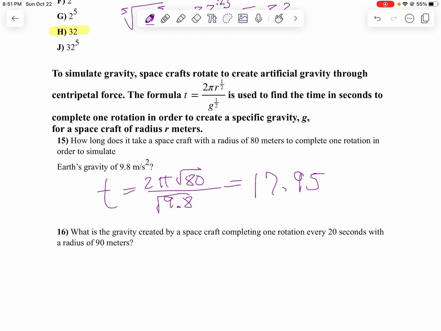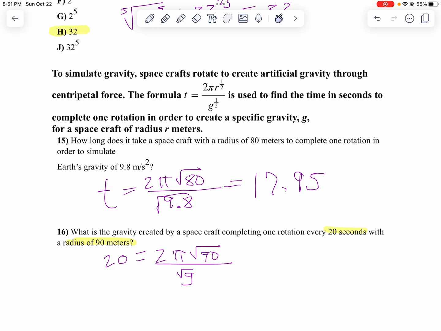Okay, now on number 16, I want to know the gravity. So I'm going to have to work backwards here a little bit. And I know the rotation is 20 seconds. And I want the radius to be 90 meters. So my time is 20. So I'm going to say 20 equals 2 times pi times the square root of 90, all divided by the square root of g.